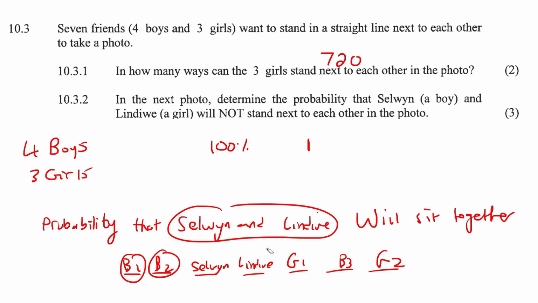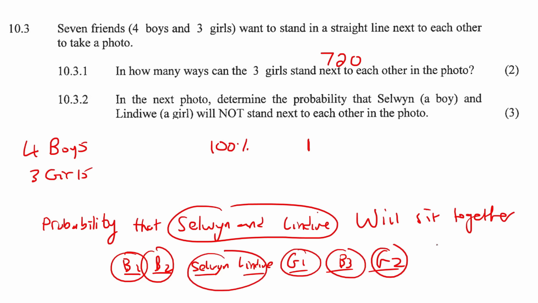No, wait, why is there 6 units now all of a sudden? Oh, because there were 3 girls earlier. 1, 2, 3 at 1 unit, 4, 5, 6. So you're going to say 6 factorial. But now within this unit, there's 2 people. Lindiwe might sit there, and then Selwyn will sit there. Or Selwyn will sit there, and Lindiwe will sit there. So they could also arrange themselves. So that's 2 factorial. If you work that out, that is 1,440 ways. So therefore, there are 1,440 ways where Selwyn and Lindiwe will sit together.